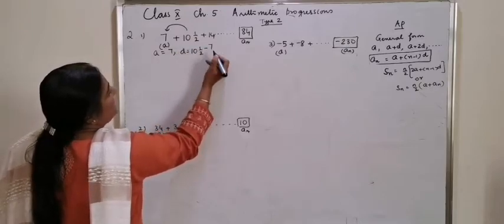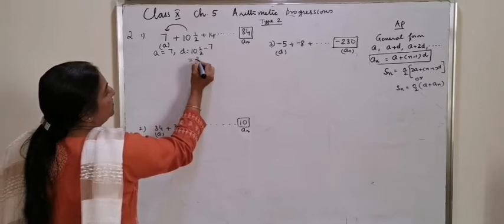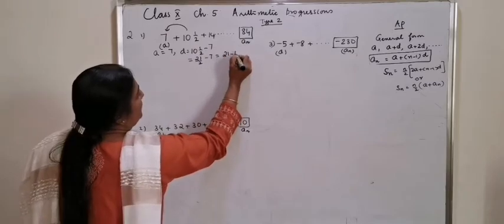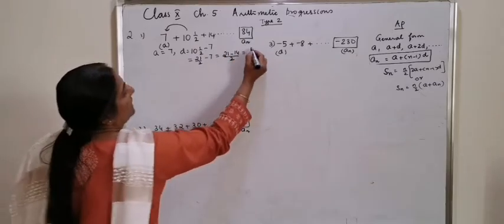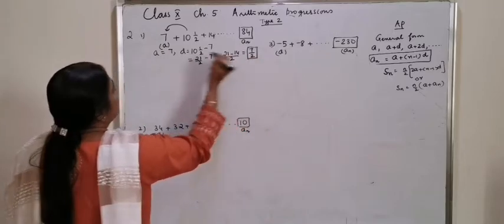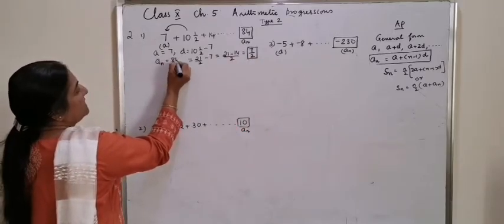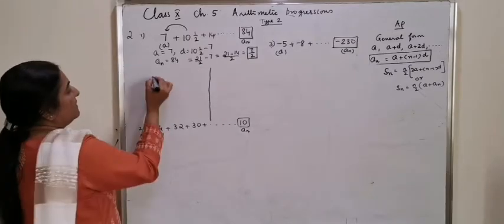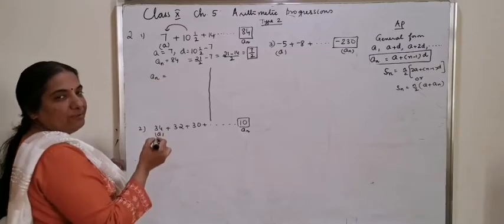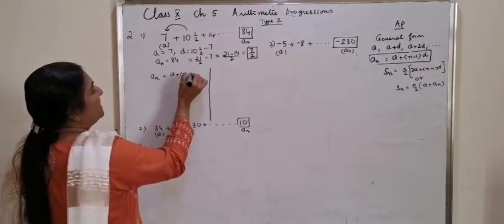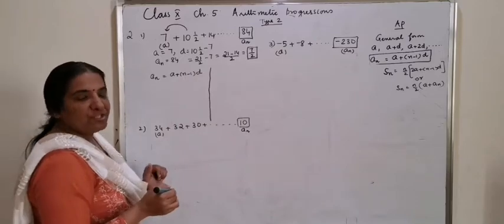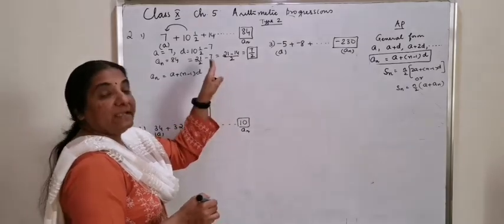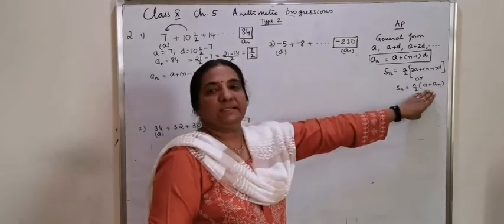D can be found out as 10 and 1 by 2 minus 7, which is the same as 10 into 2, 21 by 2 minus 7, LCM 21 minus 14 by 2, or it is 7 by 2, and the value of AN is given as 84. You just divide into two parts. First, the formula of AN. What's the formula for AN? A plus N minus 1 into D, from which you can find out the value of N. Then you can substitute in the SN formula. In this particular question, you can use the second formula.